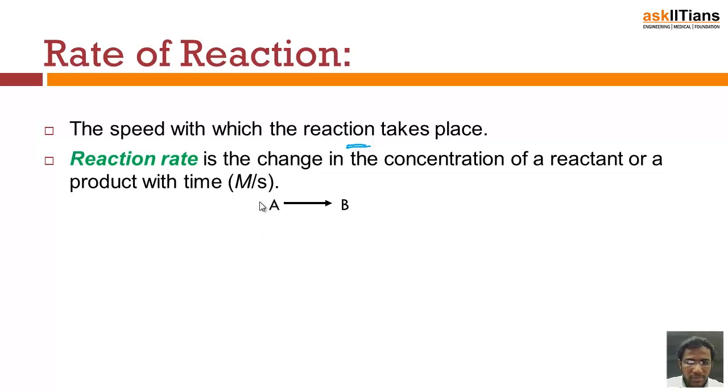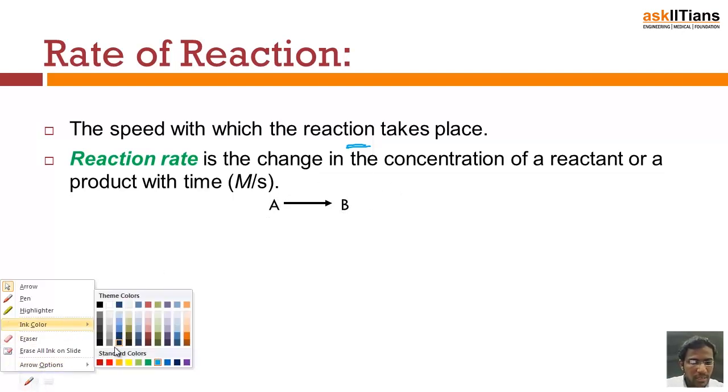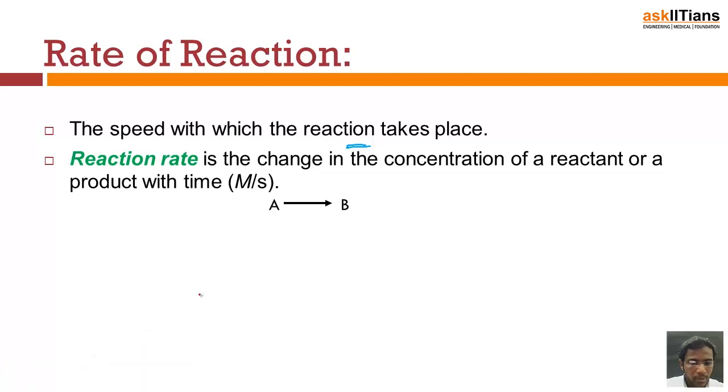That is, the amount of A is going to decrease with time and the amount of B is going to increase with time. So you can say the concentration of A decreases with time and the concentration of B goes on increasing with time. So here, what is the quantity that is changing? Concentration. So concentration is changing with respect to time. The rate of this reaction is defined as the change in concentration of A, reactant A, divided by the time interval delta T.